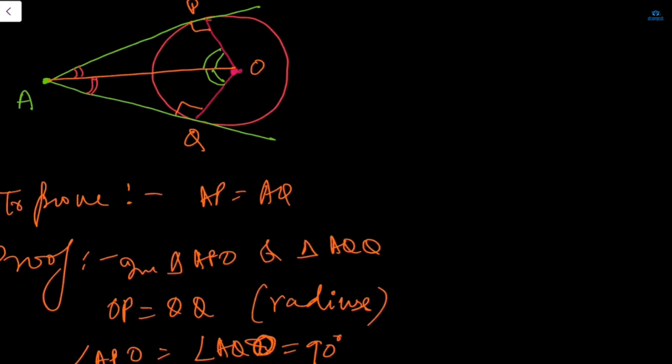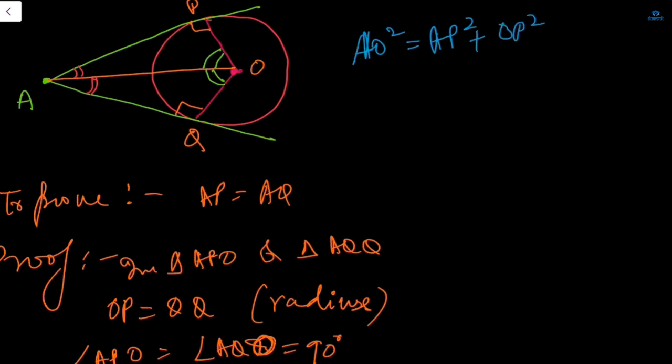Now, if you see this, it is a right angle triangle. Both the triangles are right angle triangles. So you can apply the Pythagoras theorem. What does the Pythagoras theorem say? That hypotenuse square is equal to base square plus perpendicular square. AO square will be equal to AP square plus OP square.